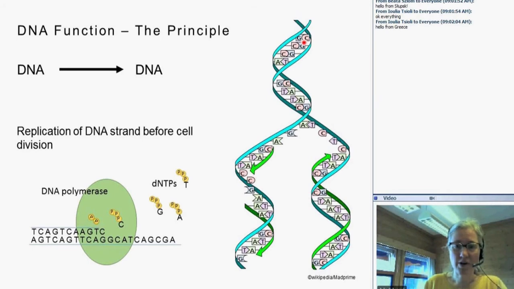And what is actually going on here? What is this information? So we come to the function of the DNA, the principle of the DNA. The first one is replication. So from one string of DNA, we have 2 strings of DNA afterwards.